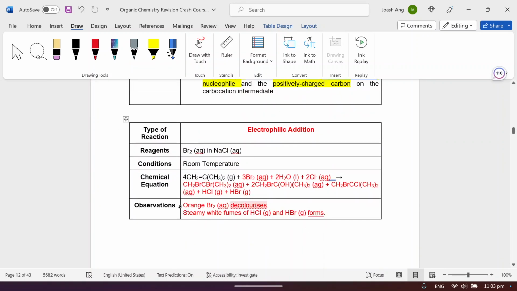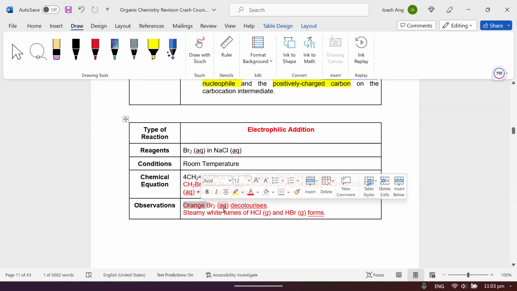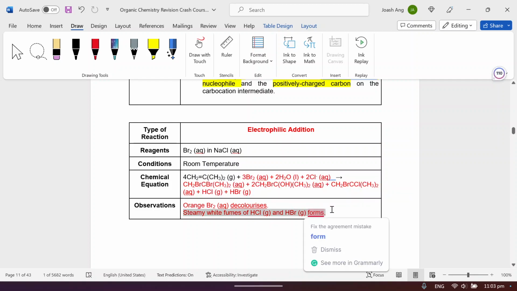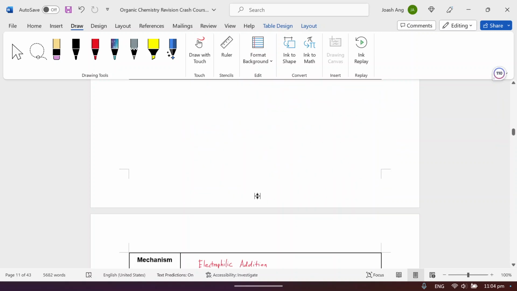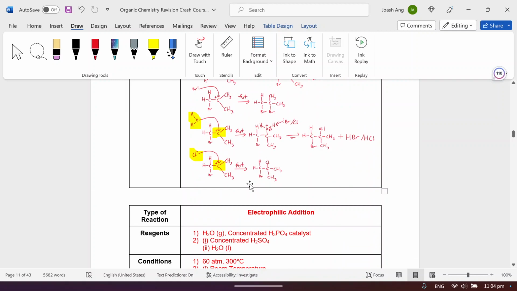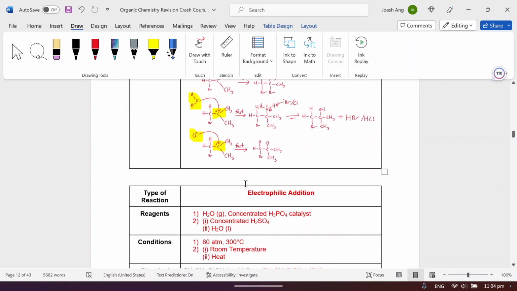In this case, for the observation, take note that in aqueous phase the color will be different. So orange aqueous bromine decolorizes, and steamy white fumes of HCl and HBr will form. The color for liquid bromine is orange-red, so just take note of that. All these colors can be found in the data booklet, so you don't have to worry too much about memorizing the colors. Saves you time.